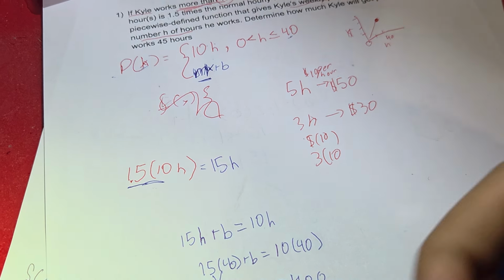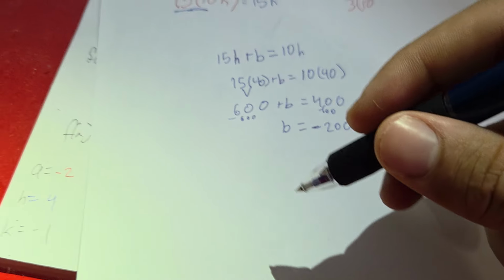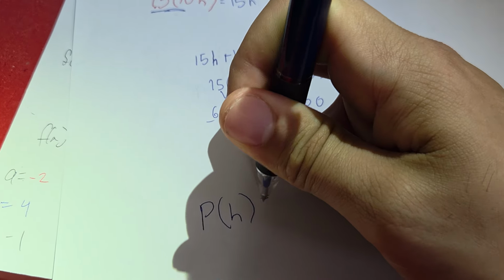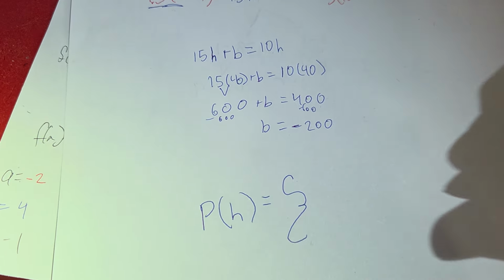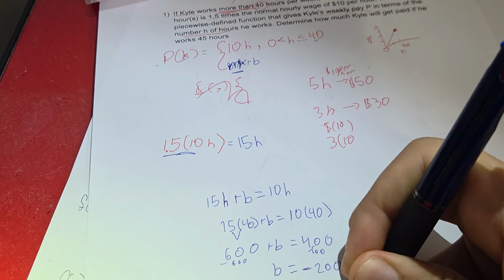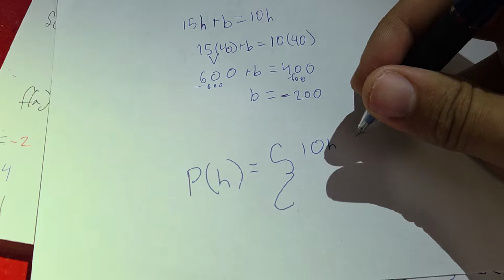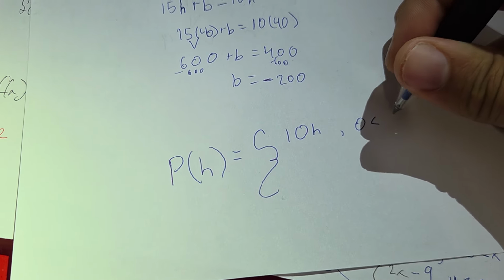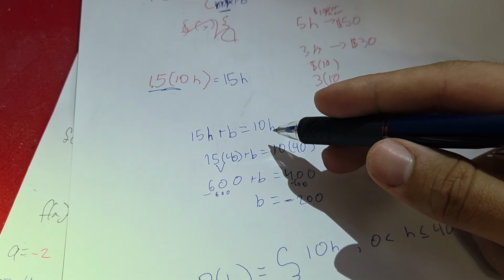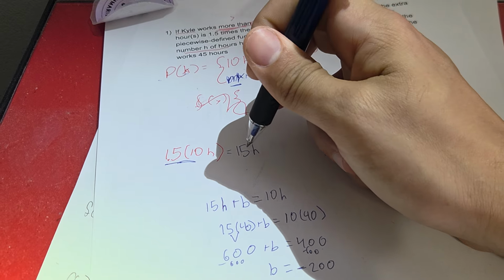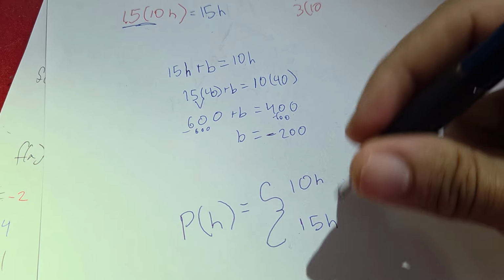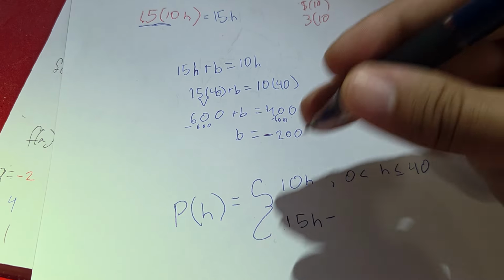So now we know our equation is going to be, let me rewrite it down here. Our equation is going to be the pay per hour is equal to 10h from 0 to 40. And then this bottom one is going to be, we have our m, which is 15h, right? So we have 15h plus b, which is negative 200.